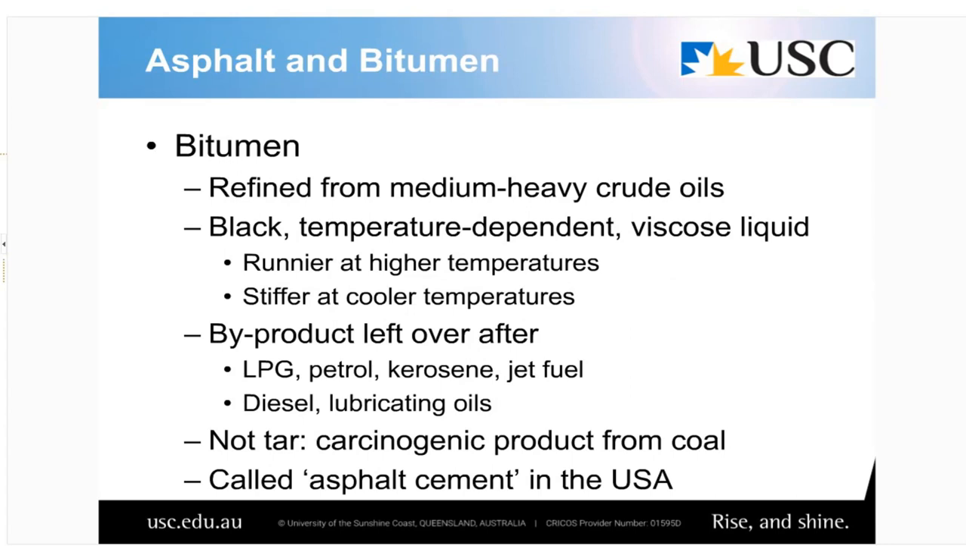Bitumen is generally refined from medium and heavy crude oils. So by refined, it essentially means it's produced as a part of oil refining. It's black, it's temperature dependent, it's often described as a viscous liquid, which means that when it's hot it's runny, and when it's cold it's stiff and solid. The byproduct left over really from when we turn crude oil into LPG, petrol, kerosene, jet fuel, diesel, lubricating oil for your car and all those things.